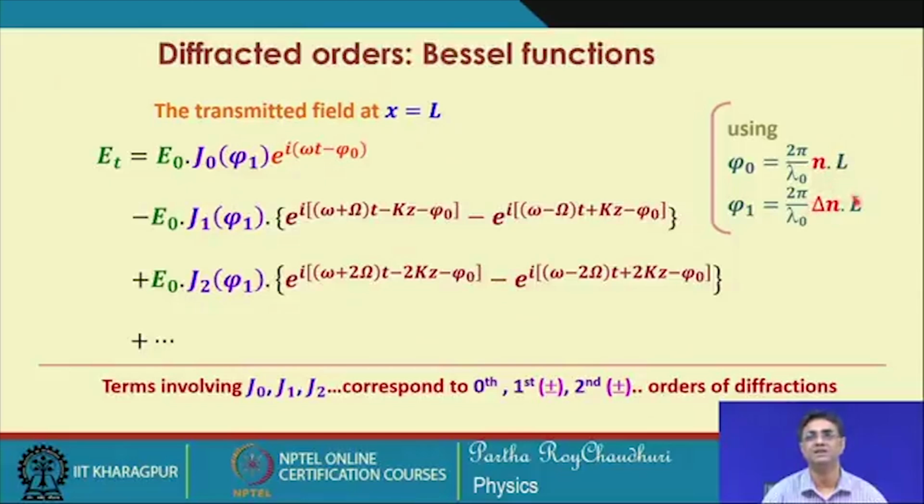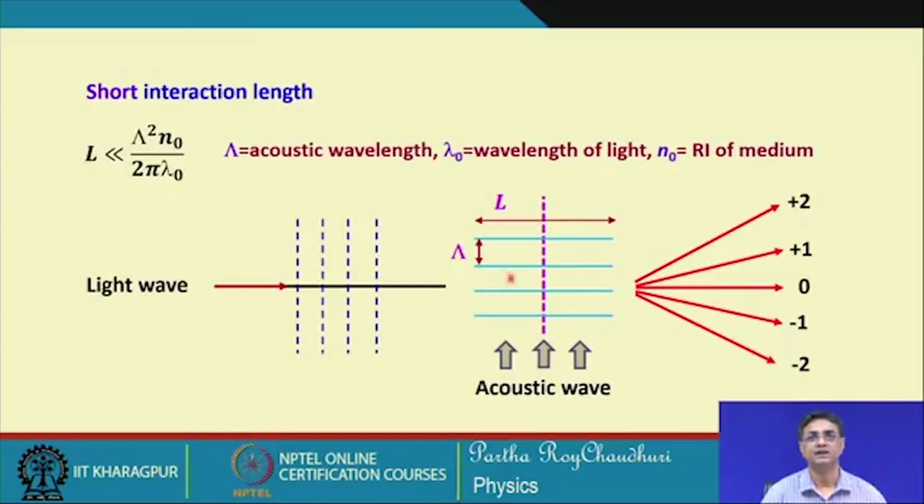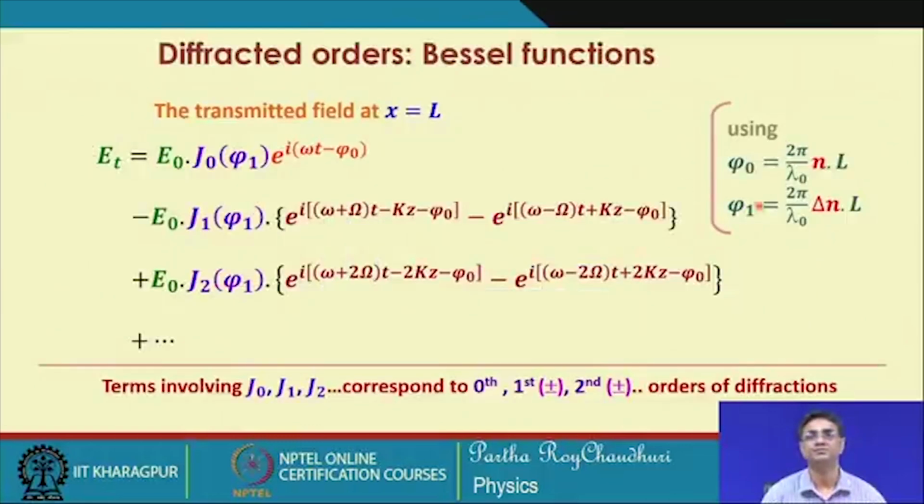So, there will be a local change in the value of delta n depending on the phase of the sine or cosine function. So, this phi 1 is actually modulated over this length. This phase phi 1 is now modulated. Therefore, we have these various orders of diffraction: 0th order, first order, second order, plus and minus, etc.